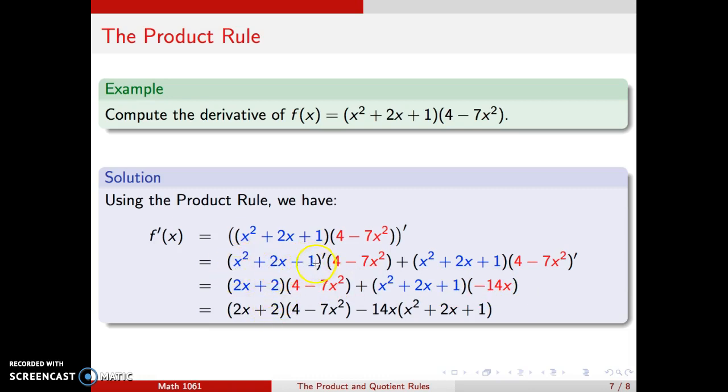2x there plus 2, and that constant, the derivative of that is 0, so I get 2x plus 2. For this one, constant, the derivative is 0. Derivative of this would be negative 14x.